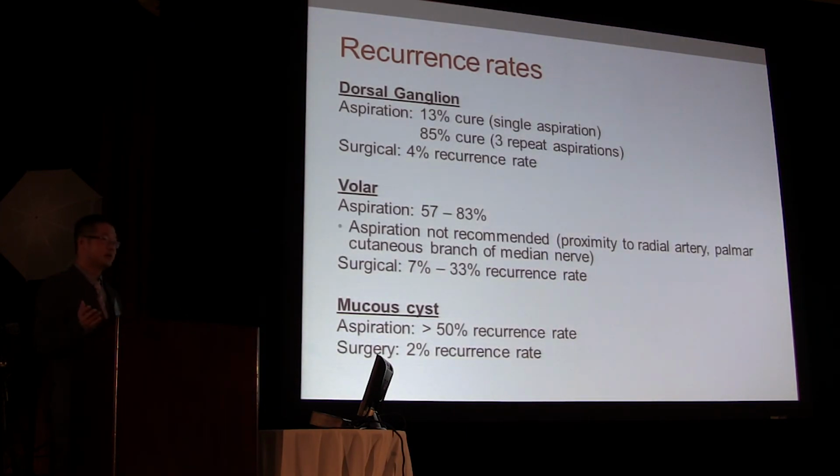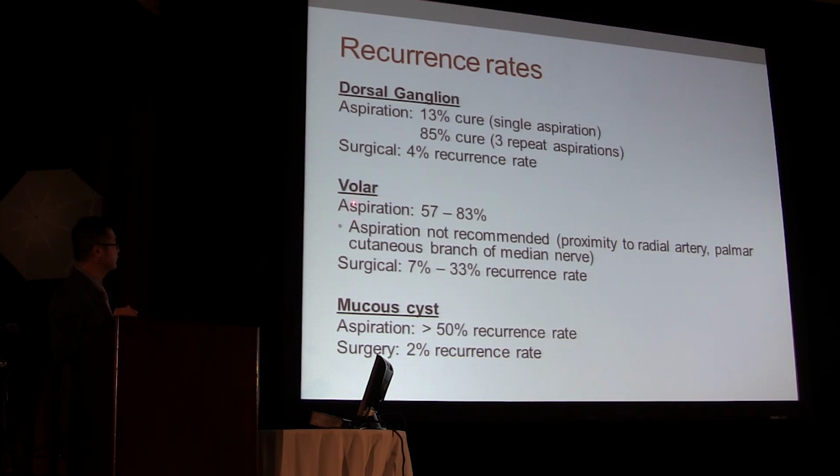So some people will aspirate. I don't like to aspirate myself in general, but if you do aspirate, I think dorsal ganglions are reasonable. With a single aspiration, the literature says approximately a 15% cure rate. If you do 3 or more, it goes up to 85%. To inject steroid or not, there's no conclusive evidence that it helps. So you can try it, but just aspiration I think is good enough. Surgery is better in terms of recurrence rates. It's 4%.